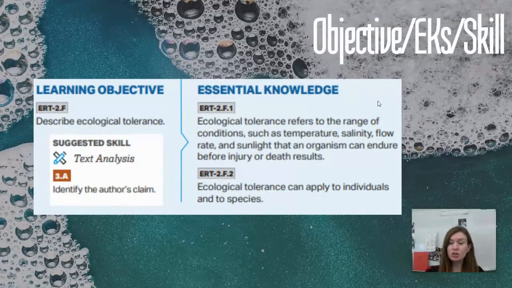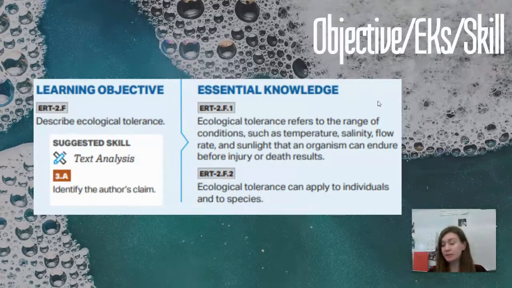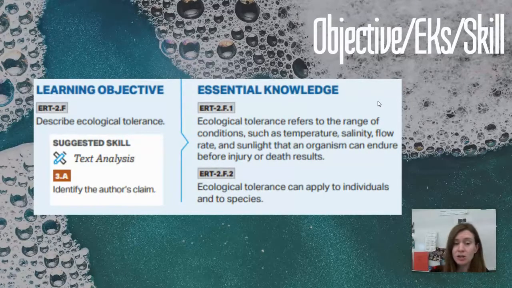So the essential knowledge you should have as a result of listening to this, hopefully, is that ecological tolerance refers to the range of conditions such as temperature, salinity, flow rate, and sunlight that an organism can endure before injury or death results. Spooky. And ecological tolerance can apply to individuals and to species.